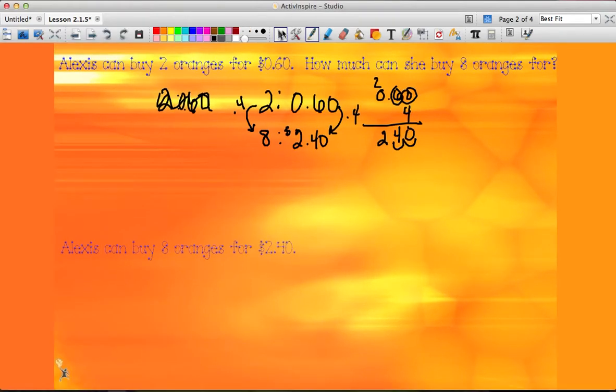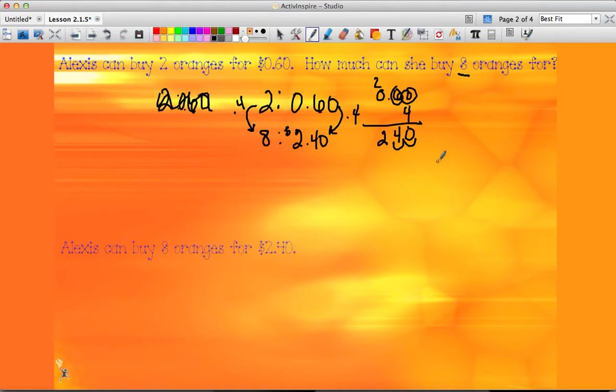So you're doing the exact same thing, but now you're actually solving problems. You're not just answering the question, what are 2 equivalent ratios to 2 to 60? You're actually using the information, creating a ratio, and then using an equivalent ratio to get your answer. Now we didn't just use any equivalent ratio, we used the ratio that involved the number we needed. Since we needed 8 oranges, we put 8 where we would have the number of oranges.